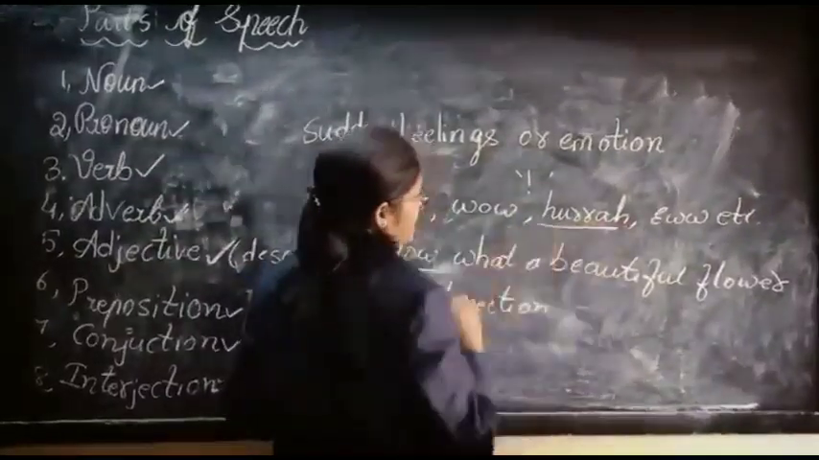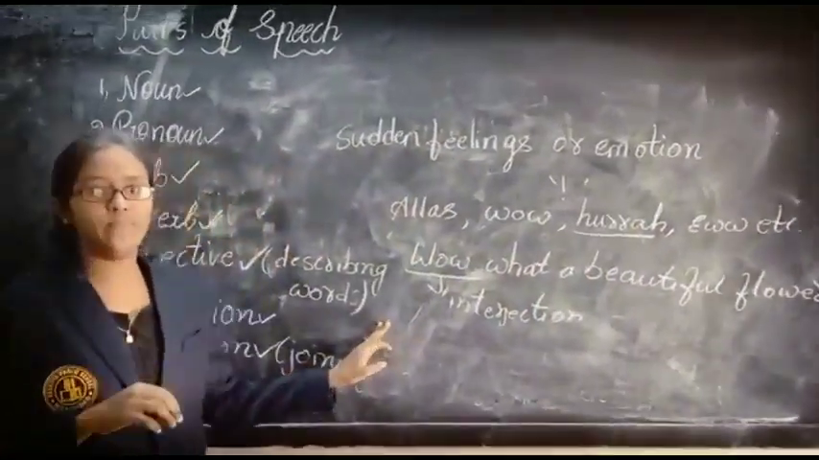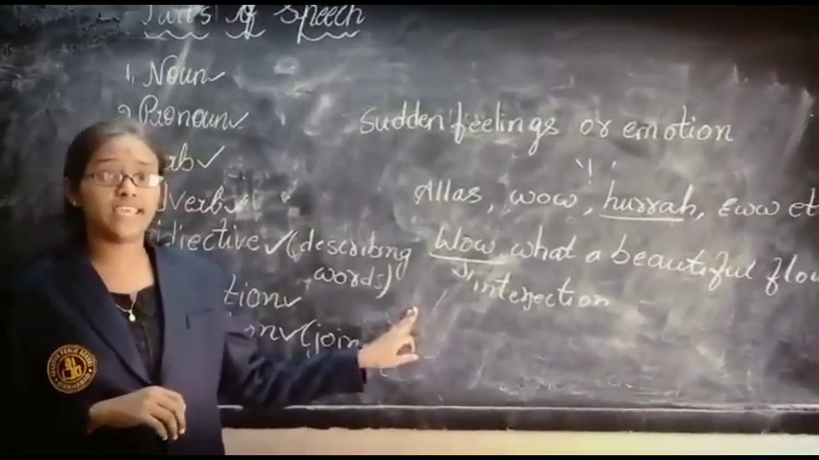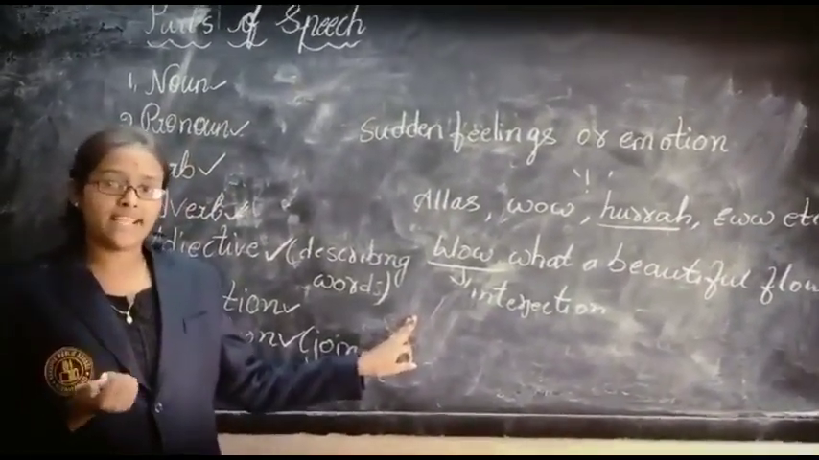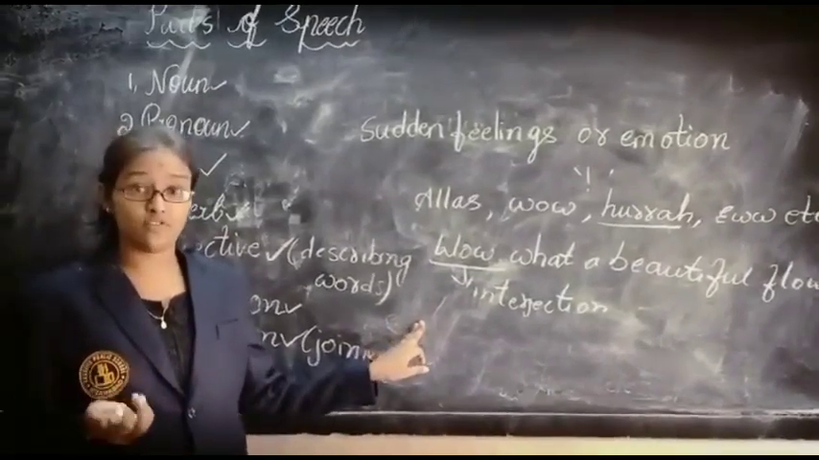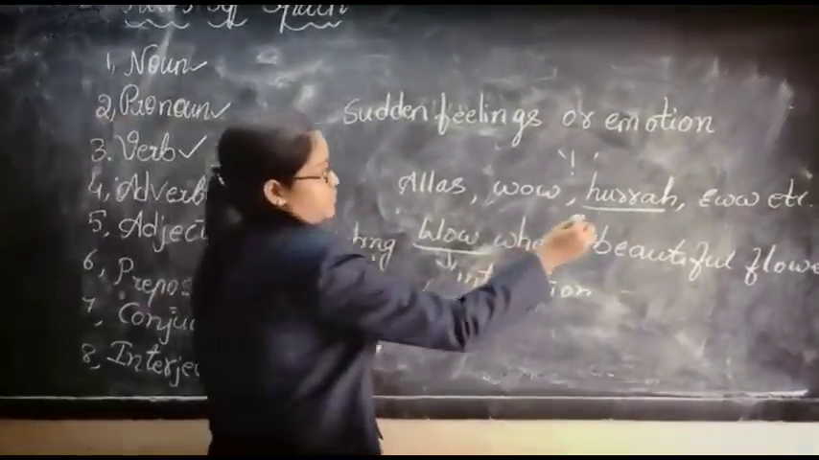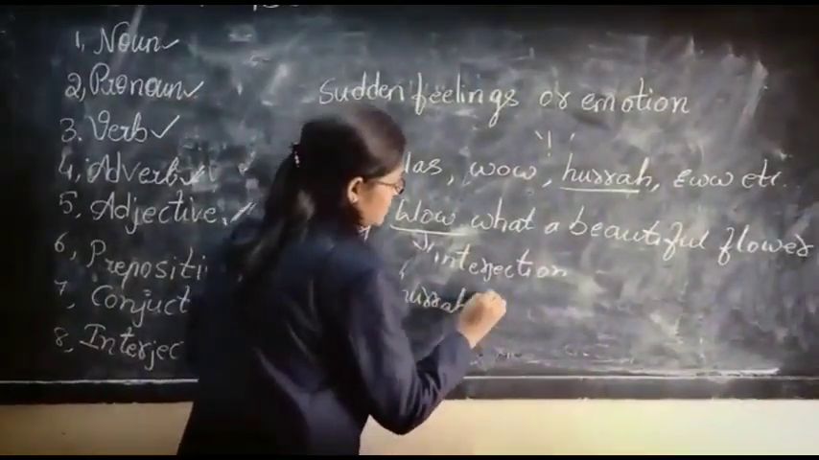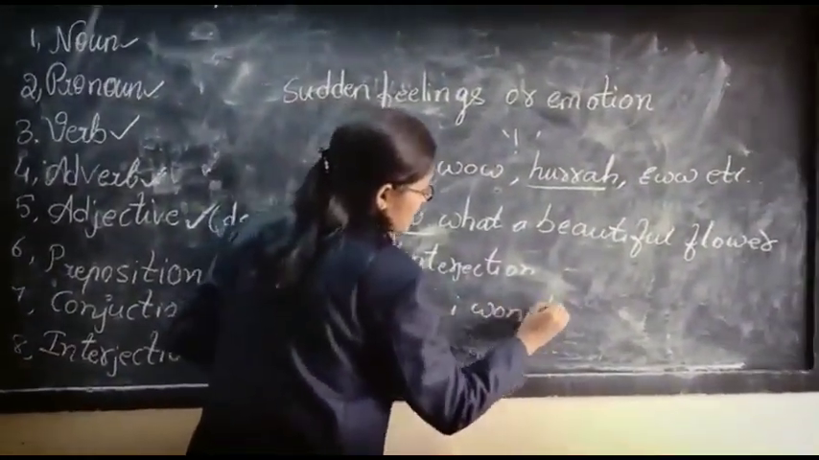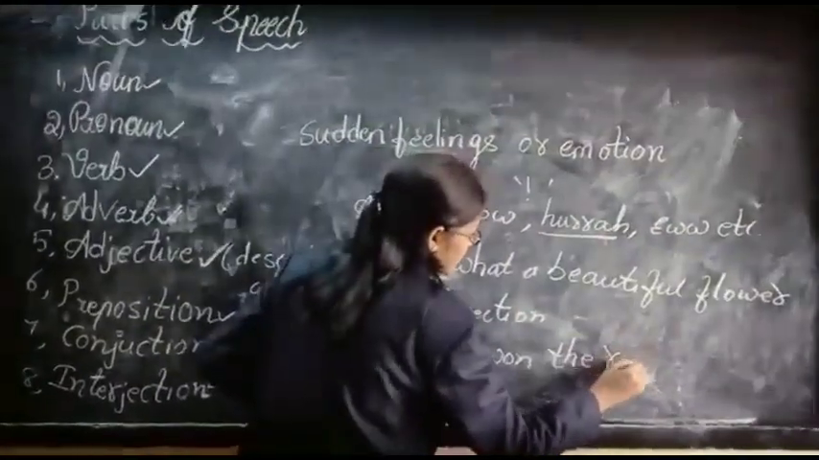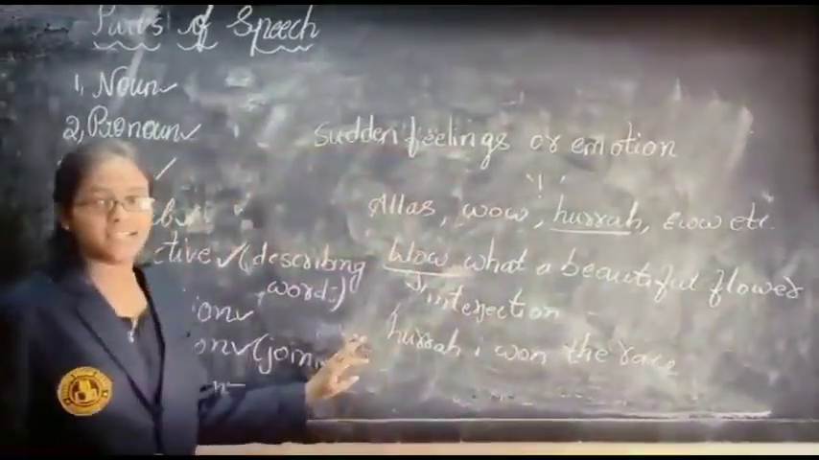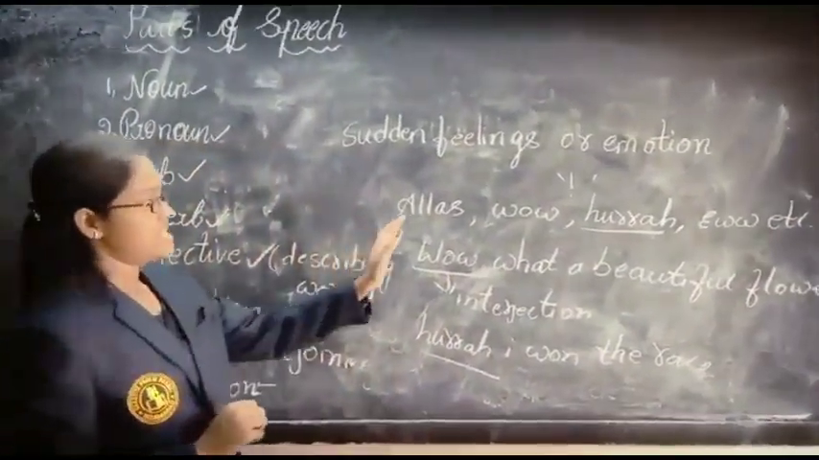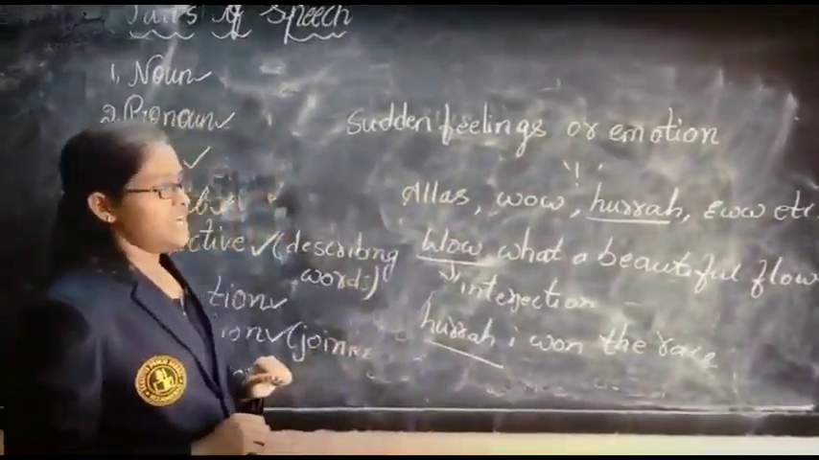Next, hooray. For example, if you have participated in a game competition and won the race, what will you say? Hooray, I won the race. Hooray, I won the match. Hooray, I won the prize. So hooray is interjection. In this sentence, which is the interjection? Hooray is the interjection. There are some more words which come under interjection.